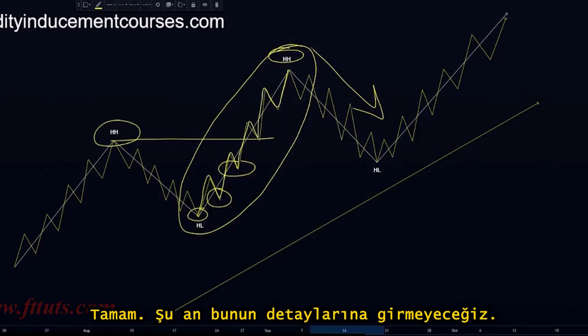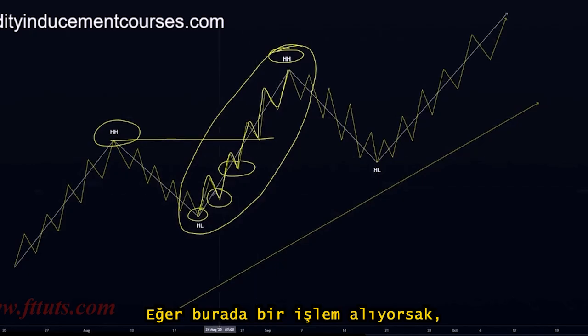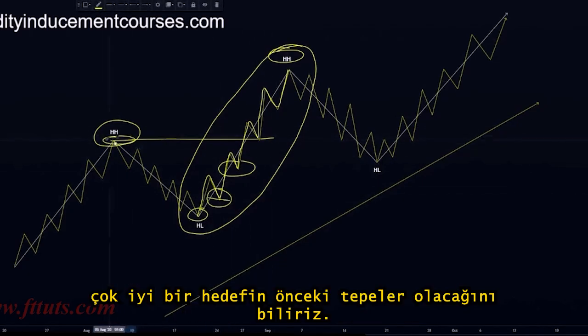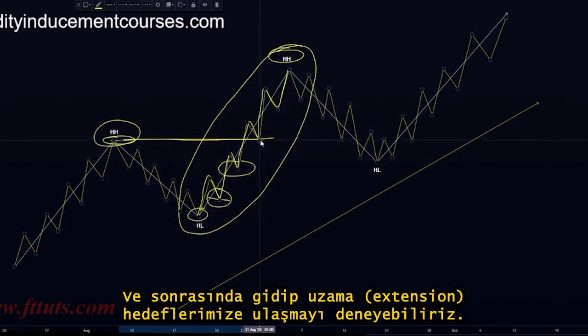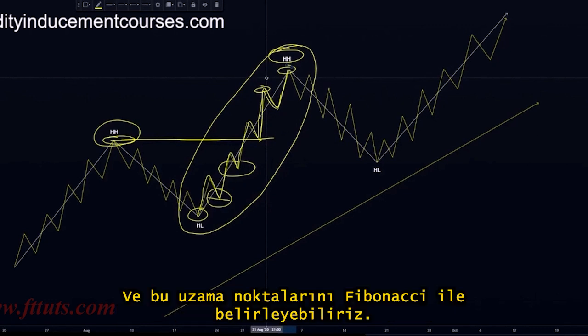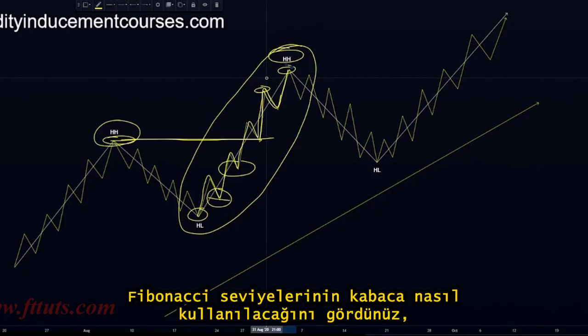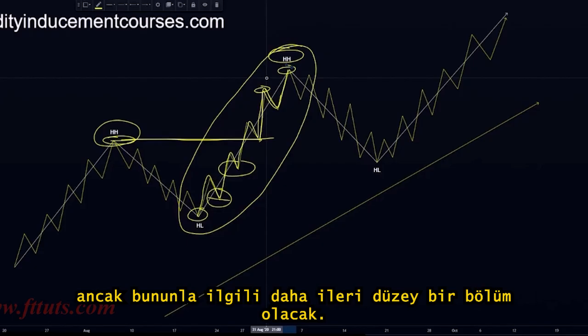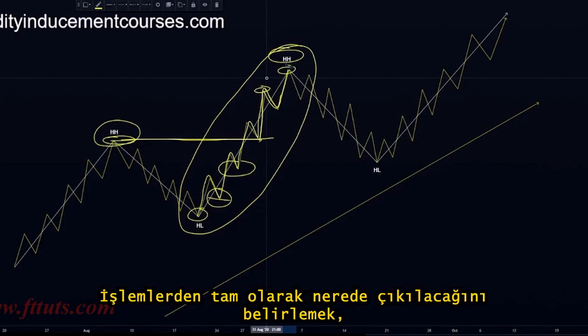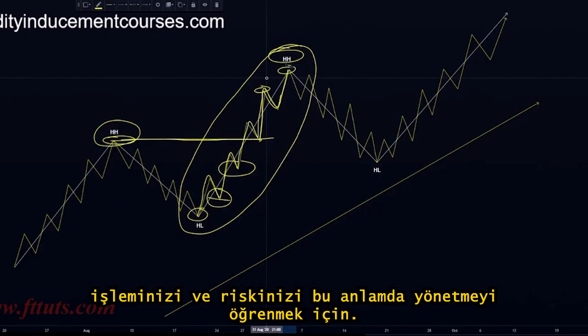We're not going to go into details on that right now, so we're just going to keep going within this trend. If we're taking a trade here, a really good target would be the previous highs, and then we can try to reach our extension targets. This could be your first extension level, and this could be your second extension level. We can determine those extension points based on Fibonacci levels. In the previous videos, you have seen roughly how to use Fibonacci levels, but there will be a more advanced section to really pinpoint where to exit your trades, or even better, to take partial profits and, of course, manage your trade and your risk.